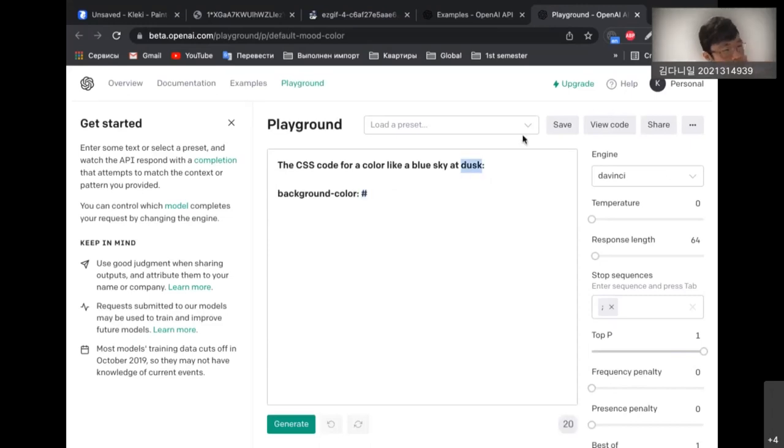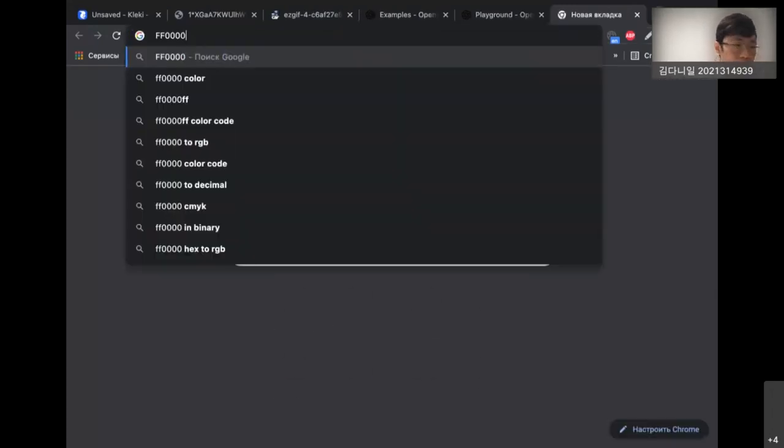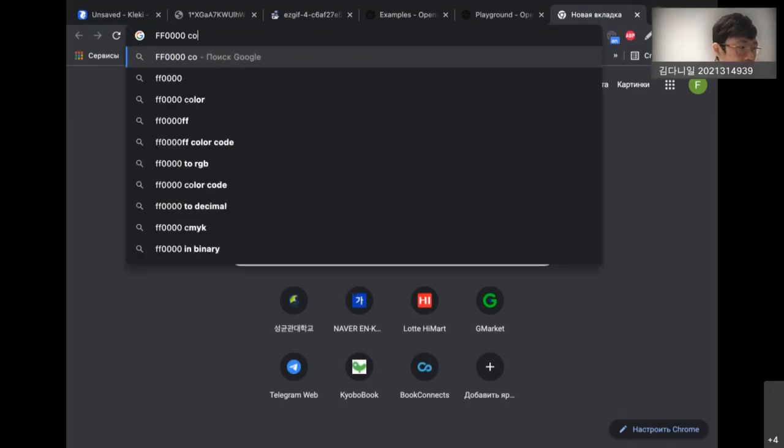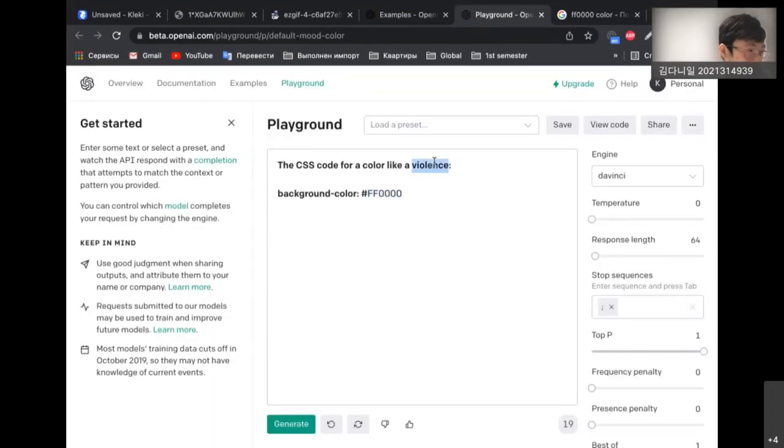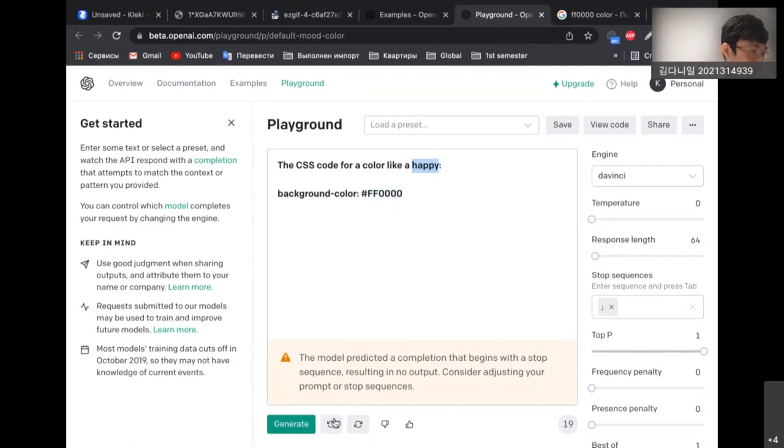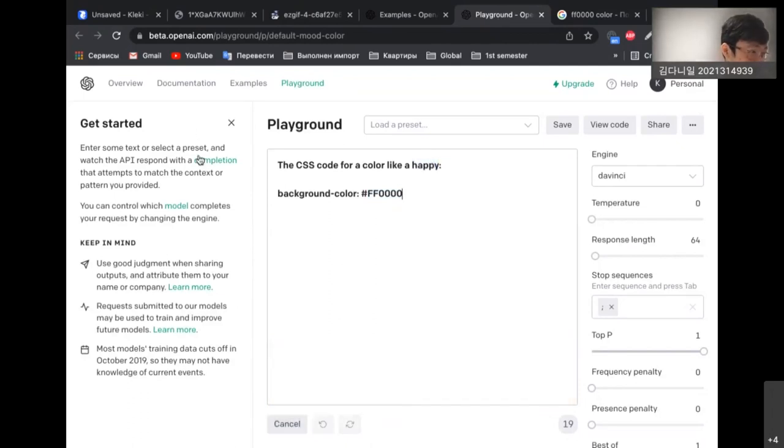And what we write, for example, for a color like violence, FF0000, what we have is the hex color, and this corresponds to a red color. So as we can see, this is something bad. And for example, something good, like happy, it should give us neutral colors, so I think I need to regenerate it.